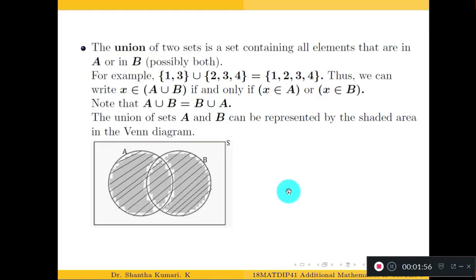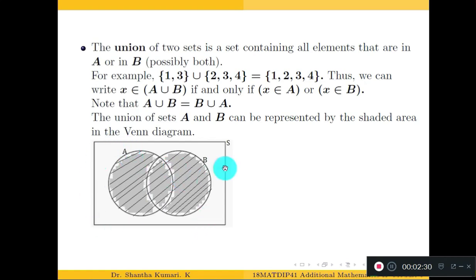Next, how to define the union of two sets. If you have two sets A and B, then A union B is a set containing all elements that are in A or in B or both. In the diagram you can see elements inside A, elements inside B, as well as elements common to both A and B. All these elements are included in A union B.